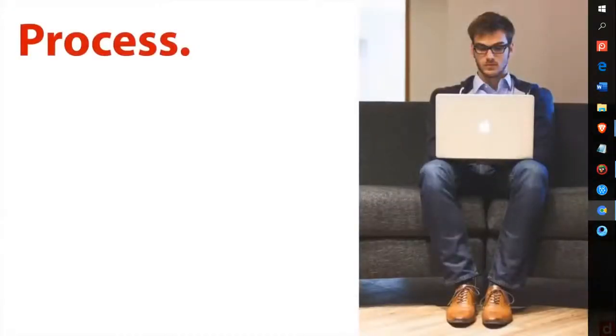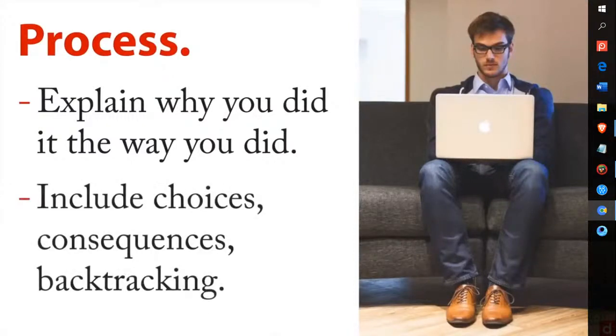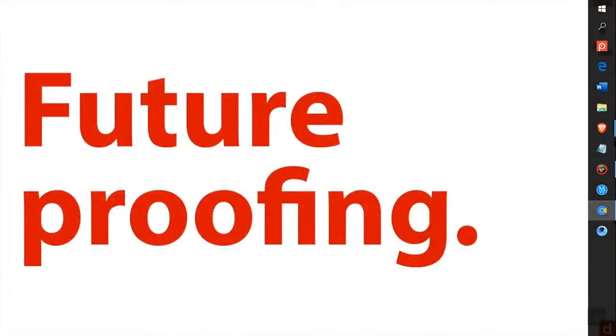Part of that is you need to be able to explain your process, because you're not just a lone person sitting on the sofa working by yourself. You're with other people, and you need to explain why you did it the way that you did. You need to explain the choices, the consequences of those choices, and the times that you had to backtrack and try it over again. This also works into the principle of future-proofing your work.